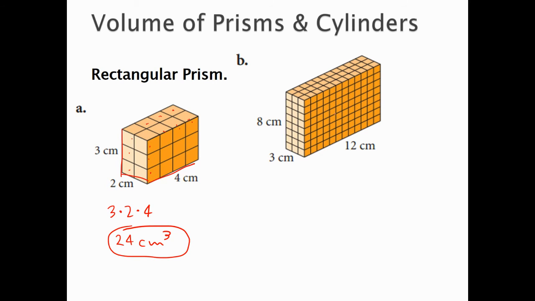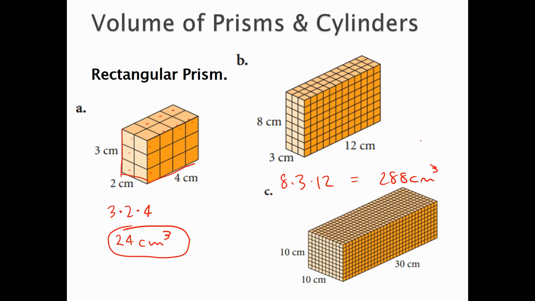Another one, definitely don't want to count these. So just do 8 times 3 times 12. And it's very easy to calculate. Again, this one, 10 times 10 times 30. And we get 3,000 cubic centimeters. And that's how you would say it.